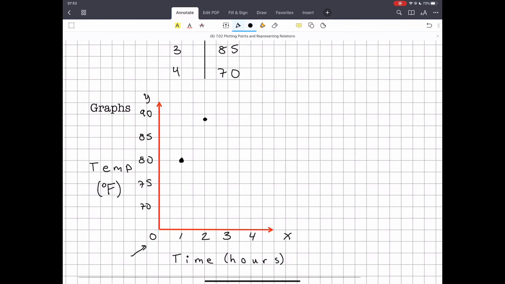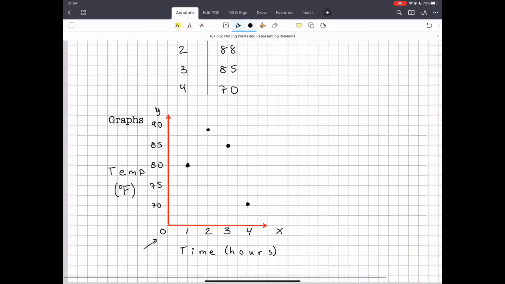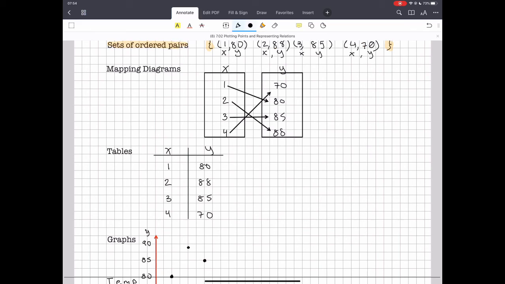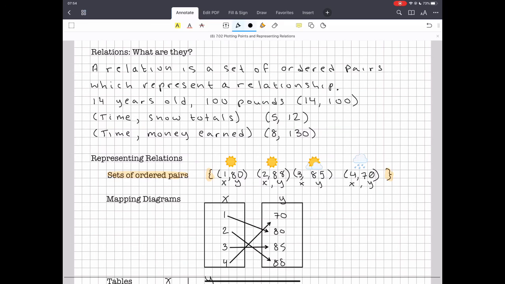Hour number 3 was 85 degrees. So start at the origin, over to 3 on the x-axis, up to 85 and put a point. And then hour number 4, the temperature dropped. So I'm going to go over to 4 on the x-axis and up to 70. And that's the final point. So here we've represented the temperature as time went on, as time increased, in a graph. So we can use graphs, we can use tables, we can use mapping diagrams, and we can use ordered pairs to represent relations.